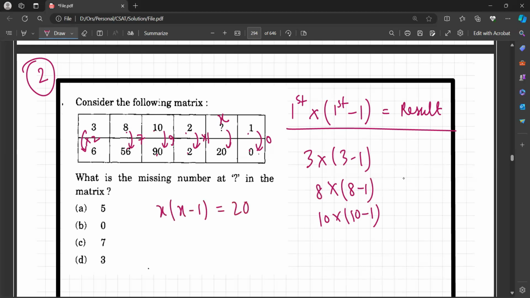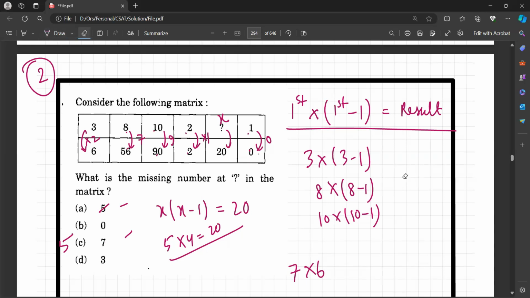That is 20. What you're going to do is put the formula. Suppose the first option, 5. Can I say 5 into 4 is 20? Obviously. Had 5 been positioned here, 7 been positioned here, you would have checked 7 first. 7 into 6, is it 20? No. 0 into minus 1, is it 20? No. 5 into 4, is it 20? Yes. So your answer would be 5. Got it? Here the first one was a hit. That is why we went for 5. Or else you're going to check it. Clear? So your answer is 5.